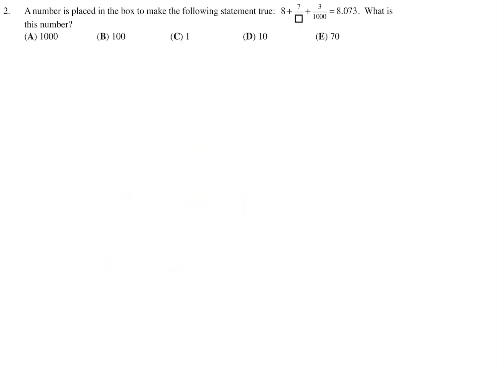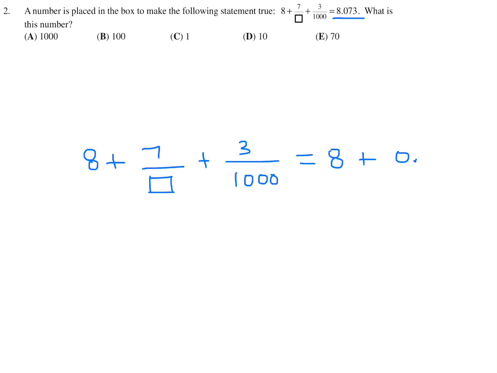A number is placed in the box to make the following statement true. 8 plus 7 over some number plus 3 over 1,000 is equal to 8.073. So what we can do to make this a little bit easier is first break up the 8.073 number into decimals, breaking it up into different parts. So we've got 8, we've got 0.07, and we have 0.003. So this 3 over 1,000 is here. So that essentially means that this is equal to that.